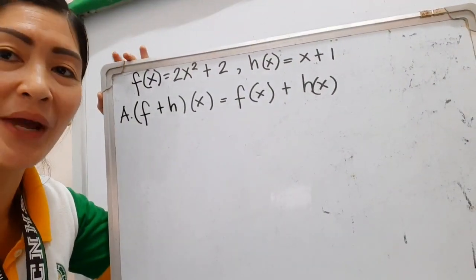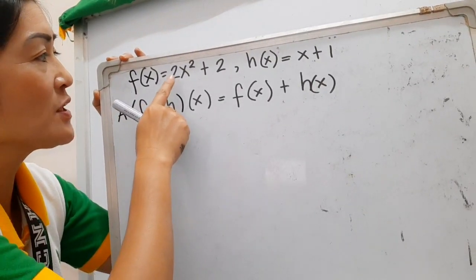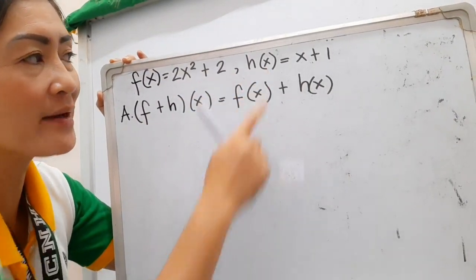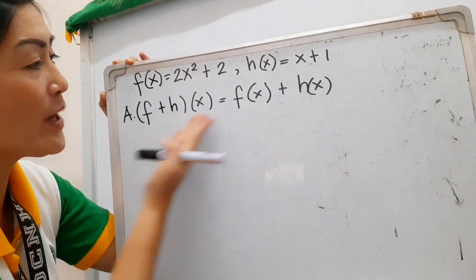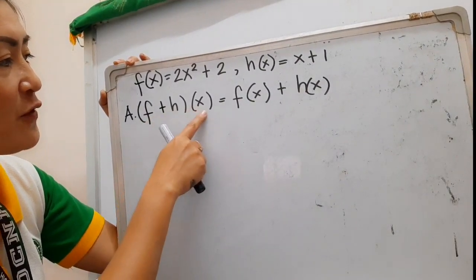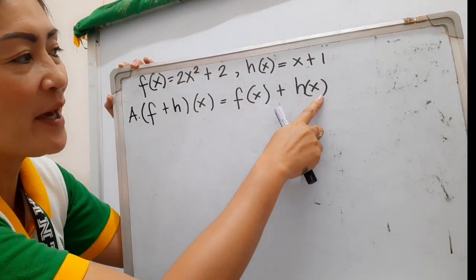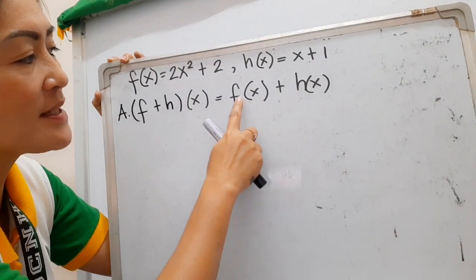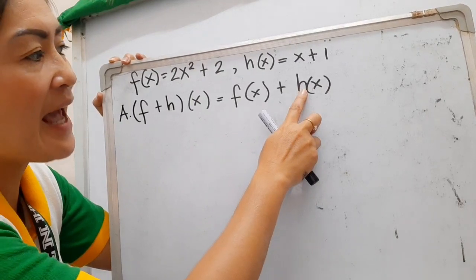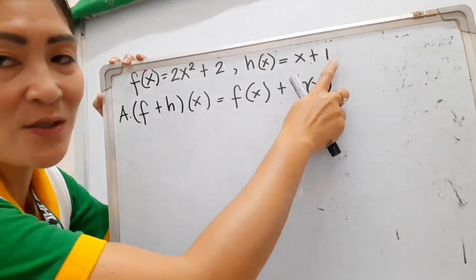For the first operation, we'll have addition. Given the two functions, f of x is equal to 2x squared plus 2 and h of x is equal to x plus 1, then we can add the two functions. So we have the pattern f plus h of x. That will result into f of x plus h of x. We will now substitute this f of x by 2x squared plus 2. And this h of x, we are going to substitute by x plus 1.